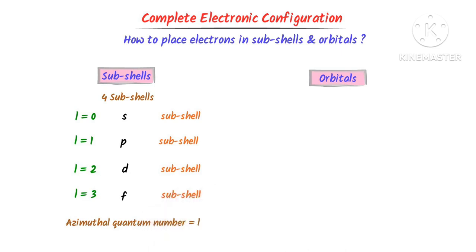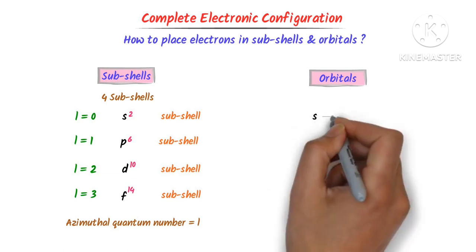Now what about the electrons of subshell? Well, I write 2 electrons and then I add 4 electrons successively. 2 plus 4 is equal to 6. 6 plus 4 is equal to 10. 10 plus 4 is equal to 14. So S can accommodate 2 electrons, P can accommodate 6 electrons, D can accommodate 10 electrons, and F can accommodate 14 electrons.